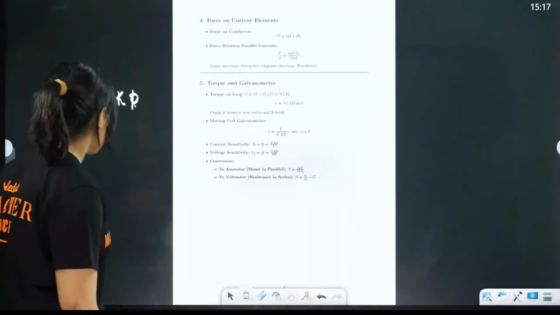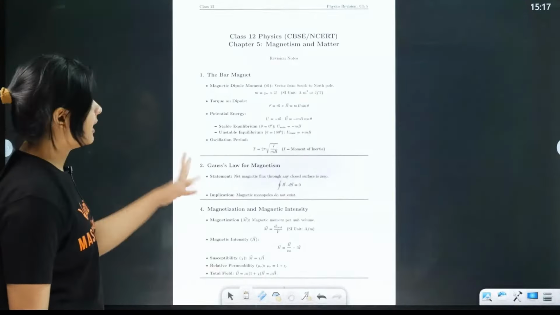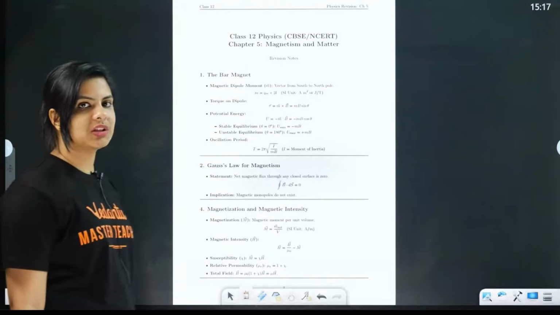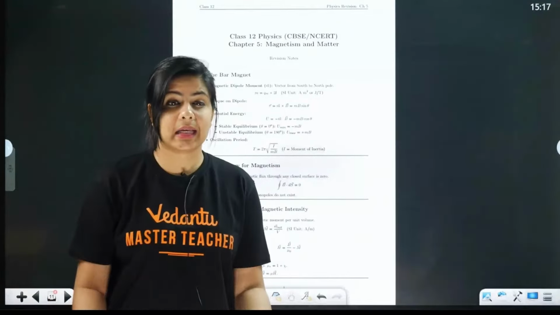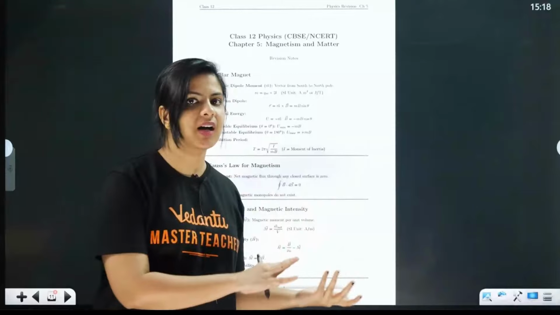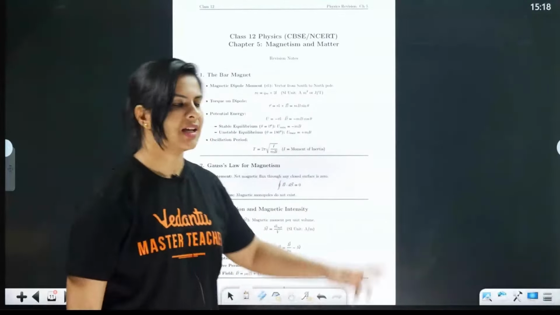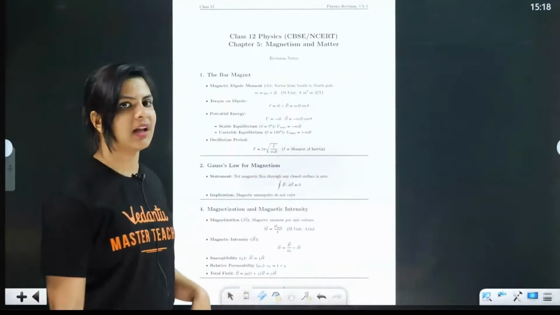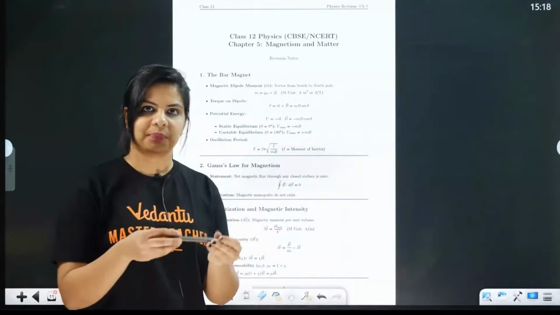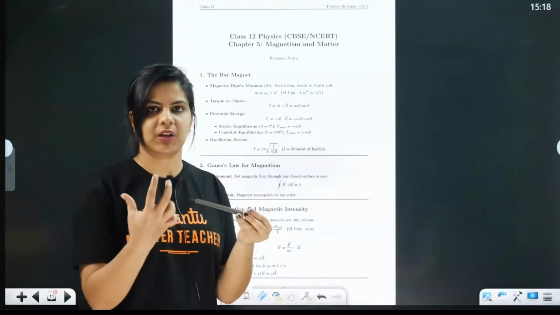Okay? Understood? So this is what we have in moving charges. Next, in magnetism and matter, first we are going to study the magnetic moment. Already we have used it in the previous case, when we were discussing the torque. Here we are discussing the magnetic dipole, which is nothing but two poles separated by a distance.